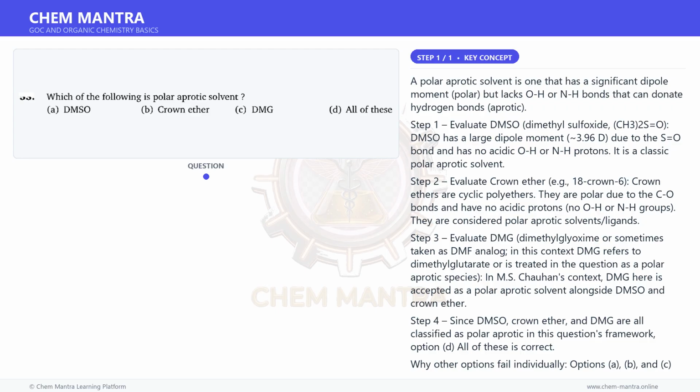A polar aprotic solvent is one that has a significant dipole moment, polar, but lacks OH or NH bonds that can donate hydrogen bonds, aprotic.